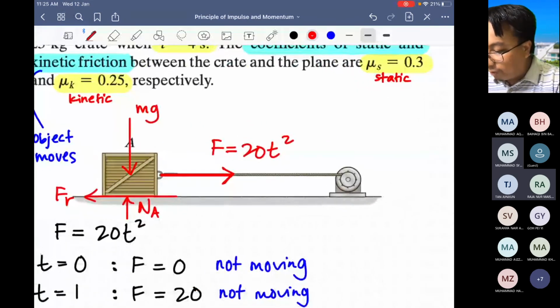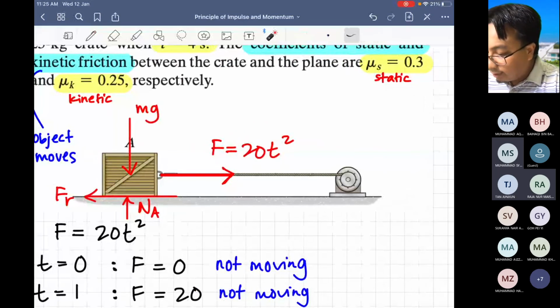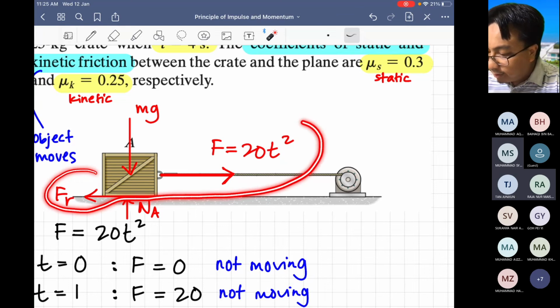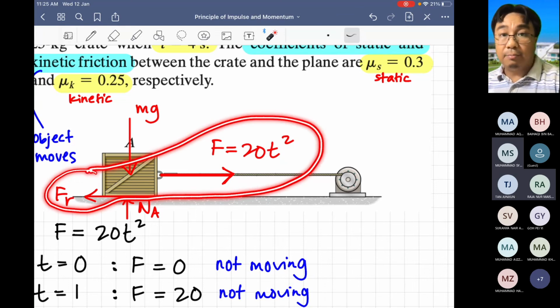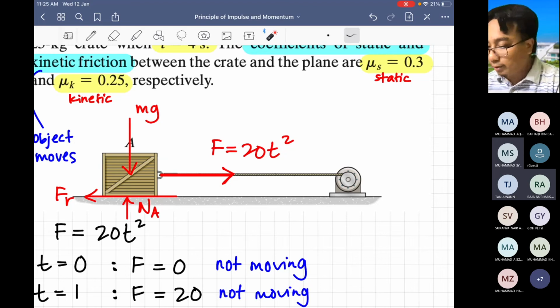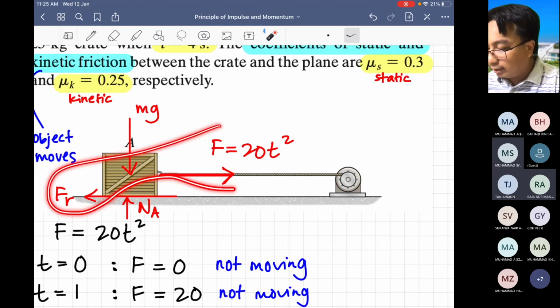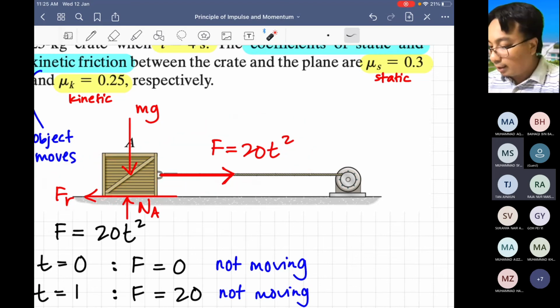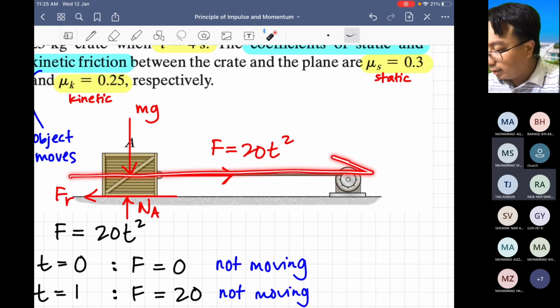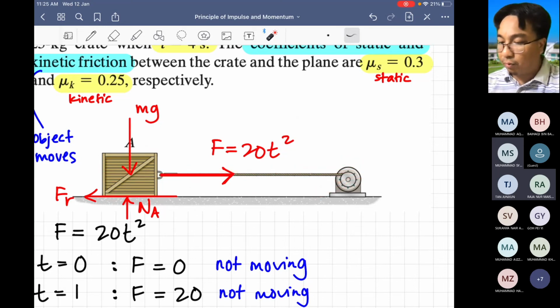So by looking at the free body diagram, kita tengok dalam x-axis dia ada friction dan juga ada force F daripada motor. So ada dua force dalam x-axis. Dan kita tahu motion of this crate ni hanya dalam x-axis lah. Motion dia akan bergerak ke sini. Dia tak akan naik atas bawah.